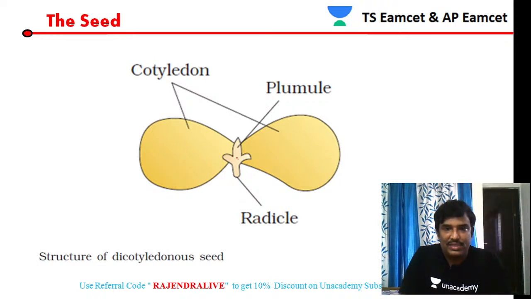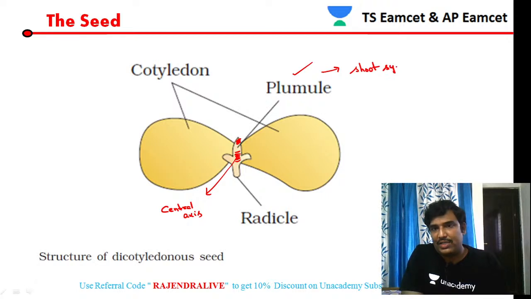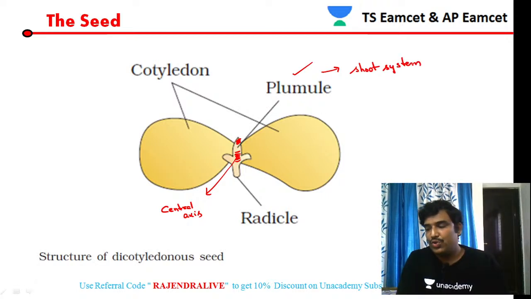In a typical embryo, you can see this part is called the central axis. The region above the central axis is called the plumule. The plumule develops into the shoot system, or shoot region.